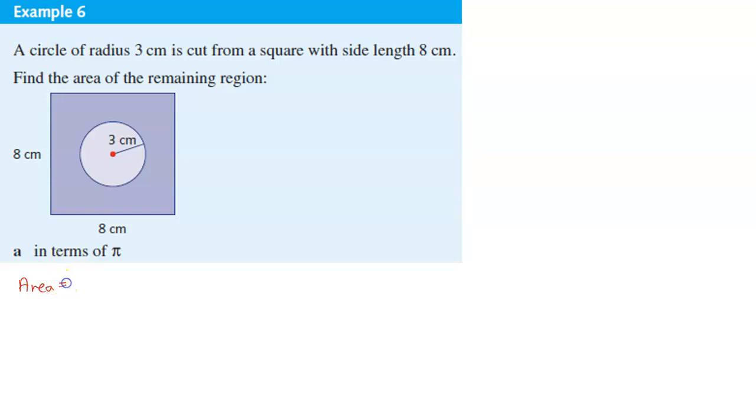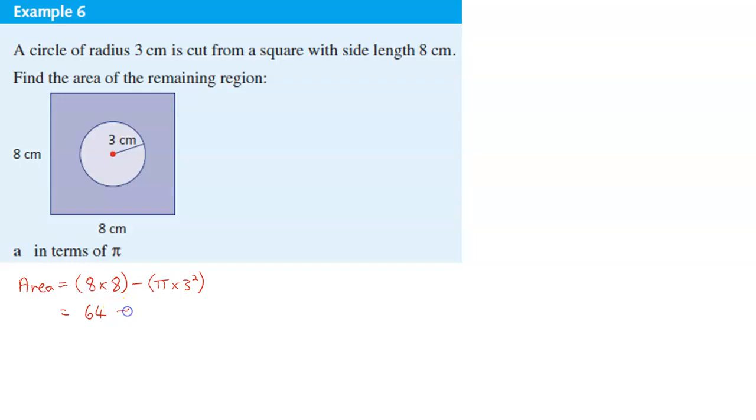we need to find the area of the square, which is just the side length times the side length. If I wanted, I could write 8 squared here instead. And I subtract the area of the circle. So that's pi times the radius squared. Now I can evaluate the first bracket. 8 times 8 is 64. I can evaluate the second bracket.